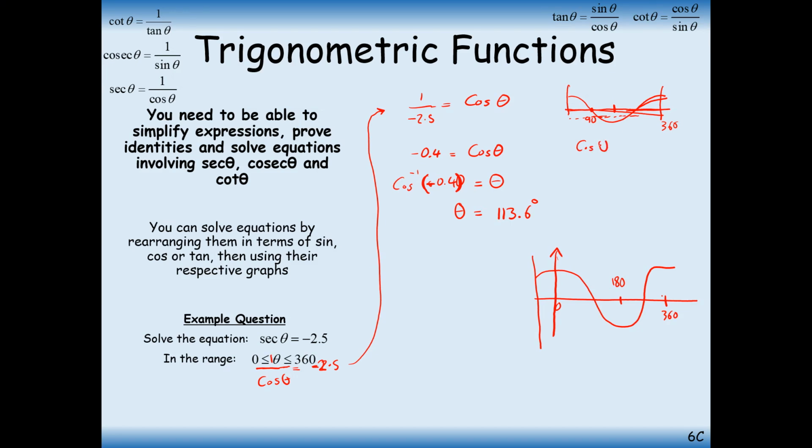cos of theta is equal to cos of 360 minus that angle. So the complement of 113.6 is 360 minus 113.6, which will give us 246.4. So these two answers are what the final answer should be and what the examiner would look for. Okay, I'll see you in the next example.